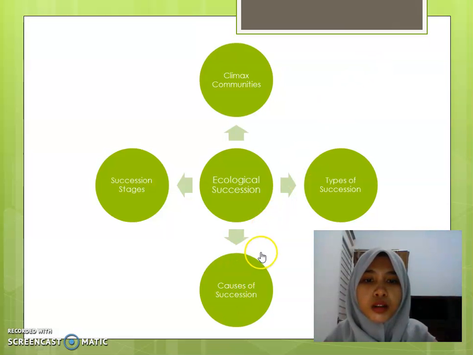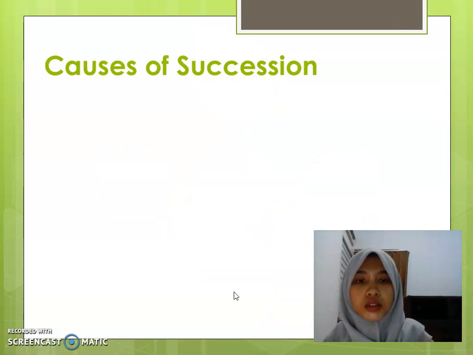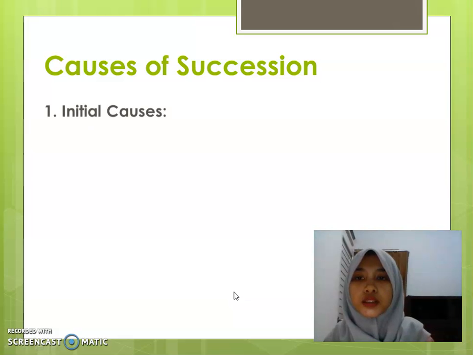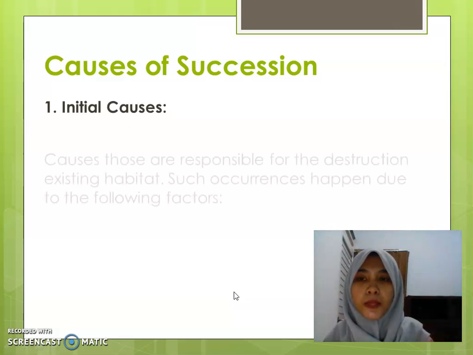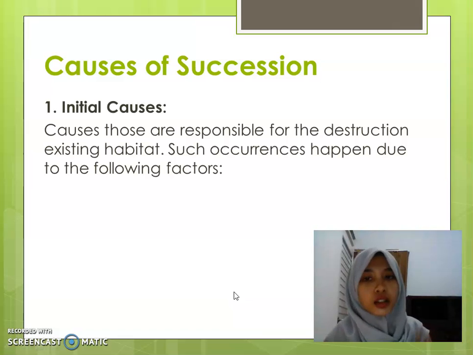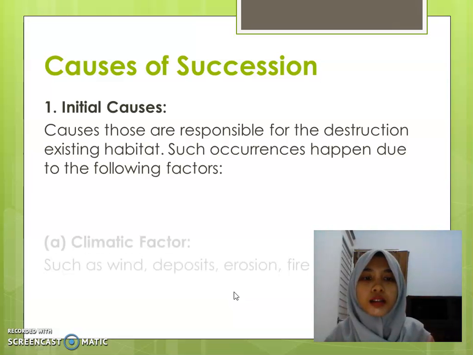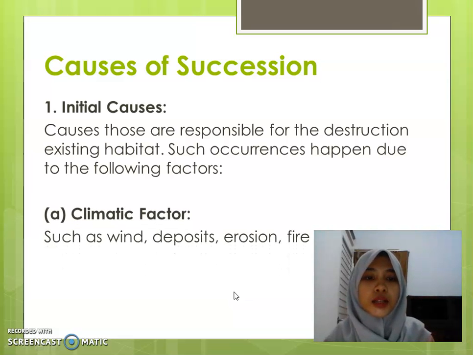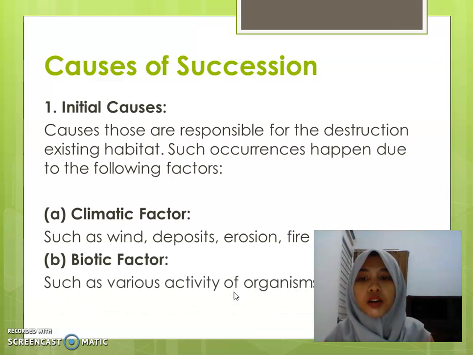And then we will talk about causes of succession. There are three causes of succession. The first is initial causes. Initial causes are those responsible for the destruction of the existing habitat. Such occurrences happen due to the following factors. The first is climatic factors such as wind, deposits, erosion, fire, etc. And then biotic factors such as various activities of organisms.